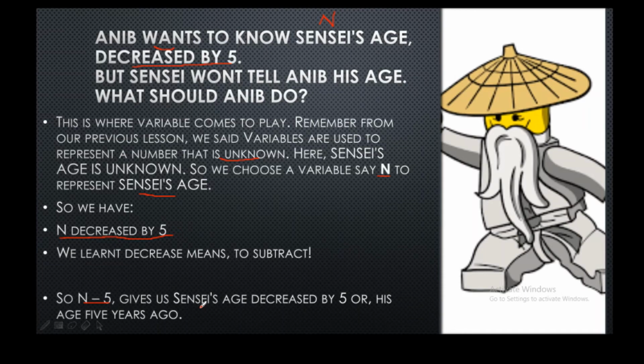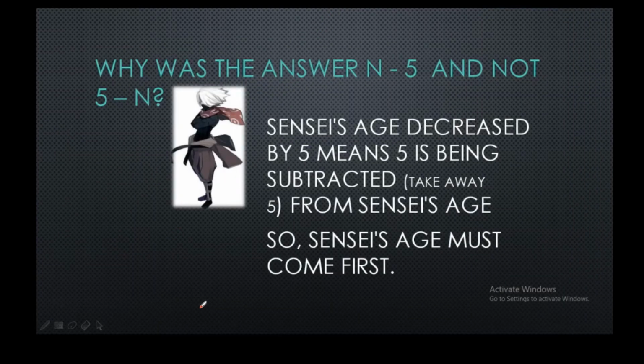Okay. So this is Anib's brother who was listening to the conversation, and now he comes to ask, why was the answer n minus 5 and not 5 minus n? So some of you will be wondering, why wasn't it 5 minus n? Okay, we said Sensei's age decreased by 5. It means that 5 is being subtracted from Sensei's age. We are taking 5 away from Sensei's age. So meaning Sensei's age is there, then we are removing 5 out of it. So that is n, remove 5. You get it? So n, Sensei's age, remove 5.